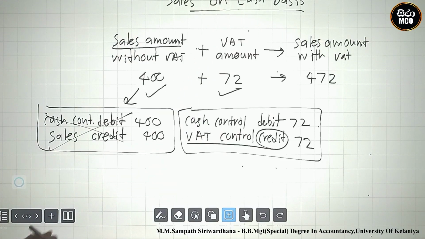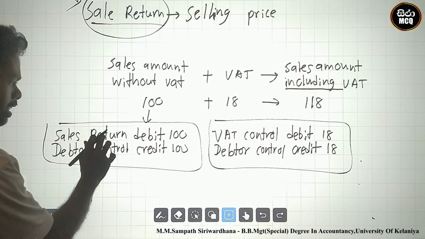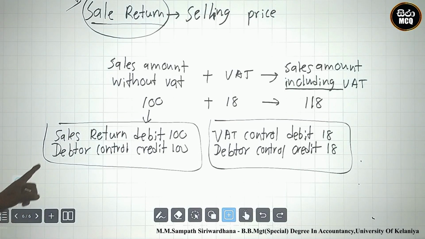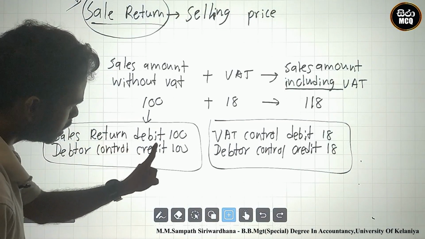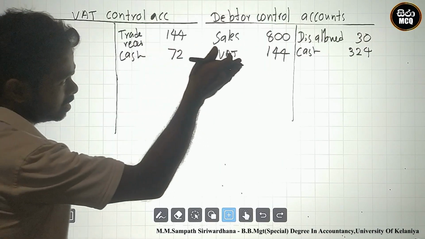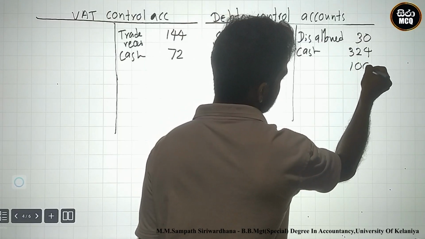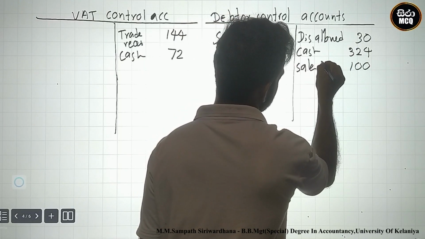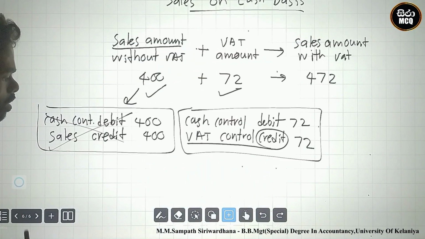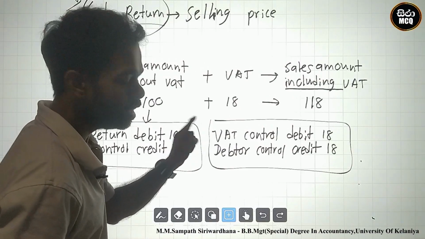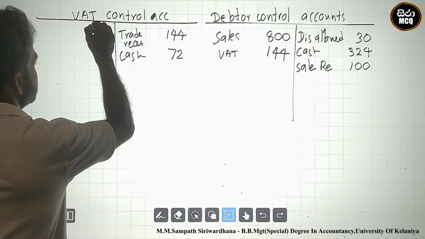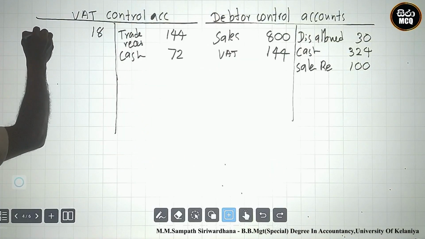Look here, this one, sales return debit. There is no sales return account in this requirement. Debtor control account credit 100, sales return. Okay, next one. VAT control debit 18. This is the VAT control debit.